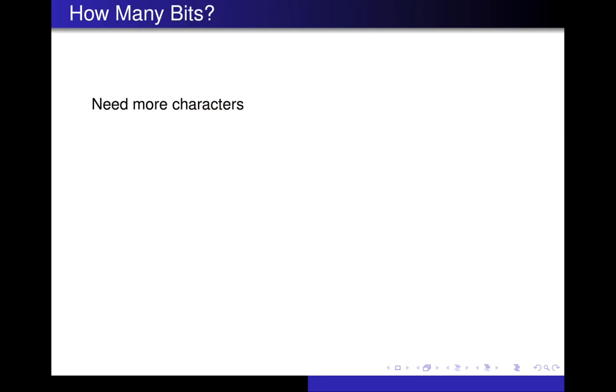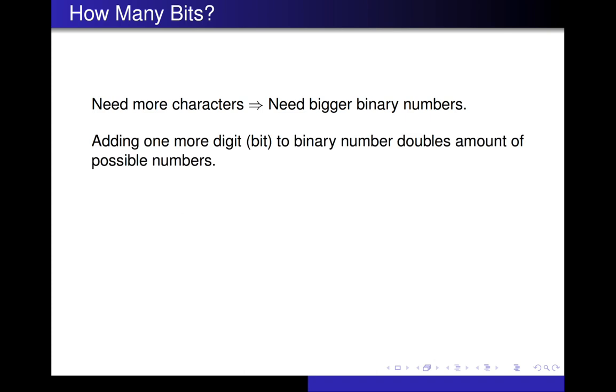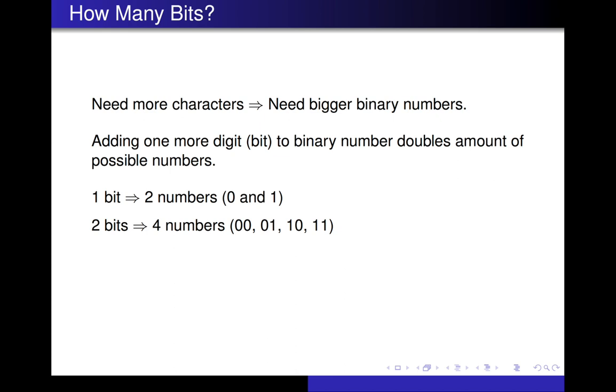All right, so of course we need more characters than this, so that also means we'll need more bits. We'll need bigger binary numbers to represent all the different characters that we can have. And the nice thing is, every time we add a bit, that doubles the amount of possible numbers. For instance, if you have 1 bit, you get 0 or 1. That's 2 possible numbers. If you have 2 bits, that's actually going to give you 4 possible numbers: 0, 0, 0, 1, 1, 0, and 1, 1.